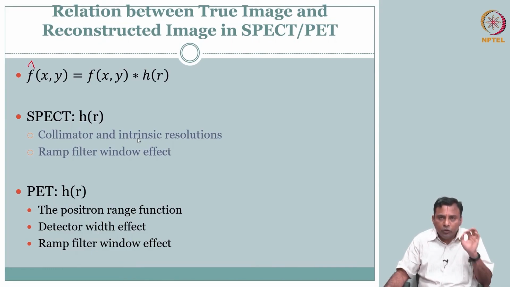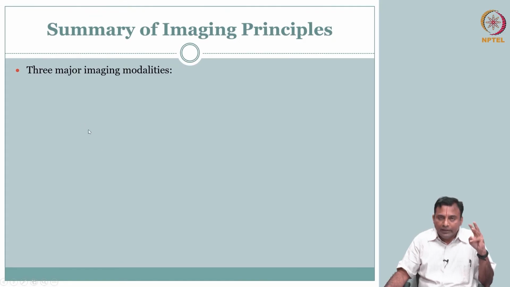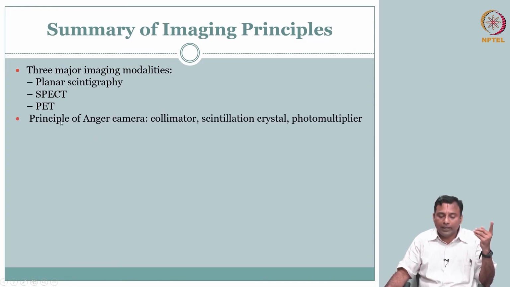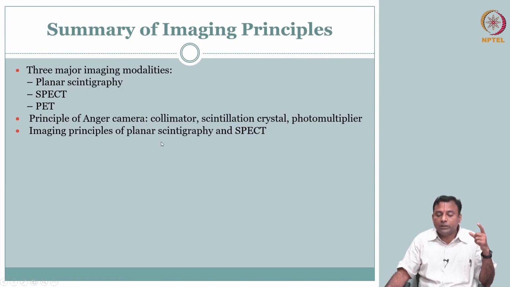So, I think with respect to nuclear medicine, right, at the introduction level we have covered what we wanted to cover. To summarize, we covered 3 major modalities within nuclear medicine. What are they? Planar scintigraphy, SPECT and PET. Okay, all this we covered. What all we covered? First we talked about the most important aspect that is new here, your Anger camera, which had your collimator, scintillation crystal and then photomultiplier tube. Okay. Apart from that we talked about the imaging principle in planar scintigraphy and SPECT.